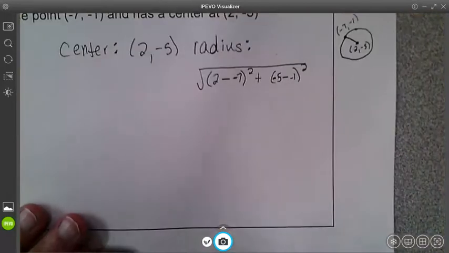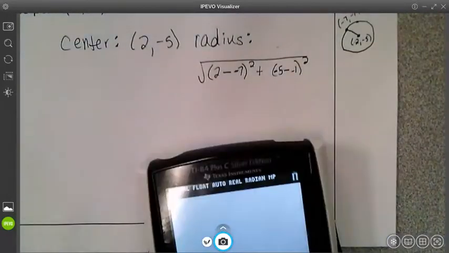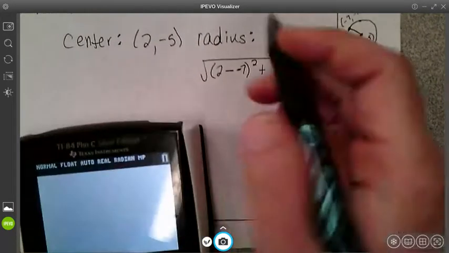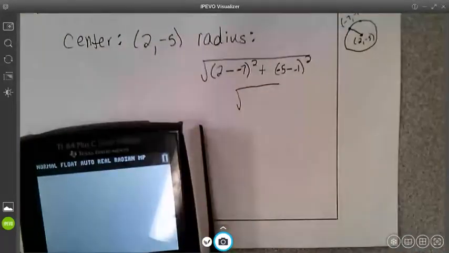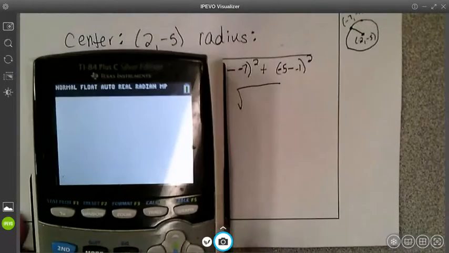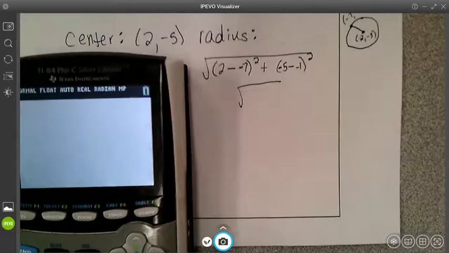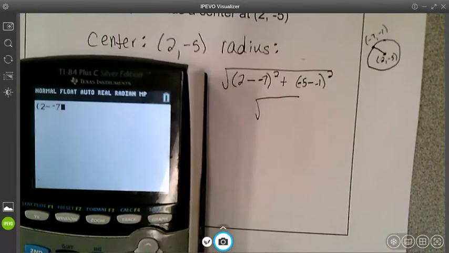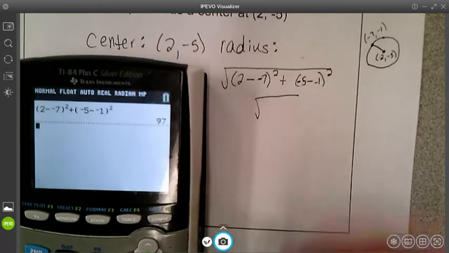We don't want our radius to be a decimal because that's going to cause more trouble than it's worth. So here's a little trick I'm going to show you. I'm going to leave the square root, and I'm just going to type in what's underneath the square root. It may seem really weird right now, but it is going to make total sense in about a minute and a half.